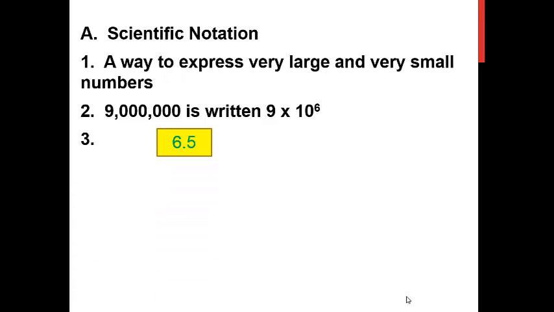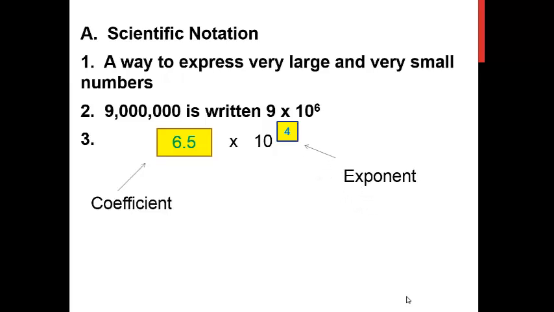When you look at 9 times 10 to the 6th, there's a few numbers that we need to be able to identify. The first number that you're going to see would be called the coefficient. And then the times 10 to the part has a number with it. That number could be positive or negative, but that number that goes on the 10 is called an exponent.